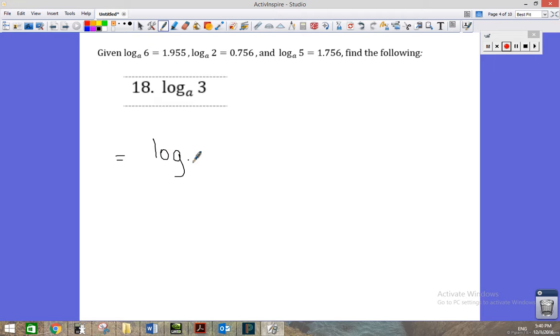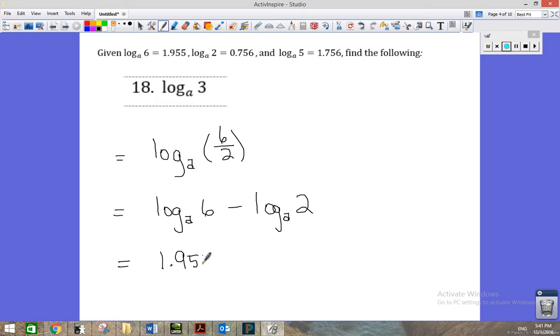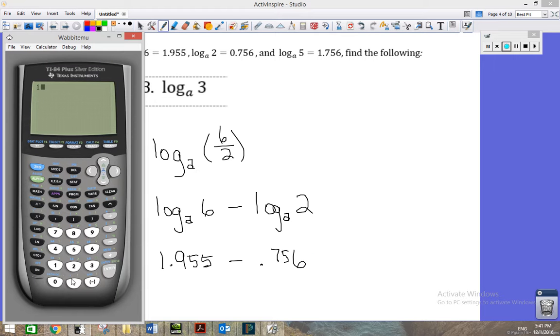So I can rewrite the number 3 as 6 divided by 2, and I have a quotient rule that says if you have a log of a fraction, it's the difference of two logs. I can rewrite this as log base a of the numerator minus log base a of the denominator, and it's given me both log base a of 6 and log base a of 2. So by substitution, I can find this log base a of 3 that they wanted. If I copy the numbers right, and if I punch them in the calculator right.